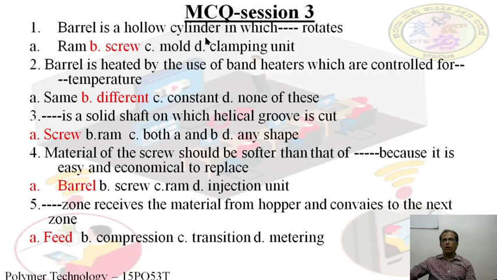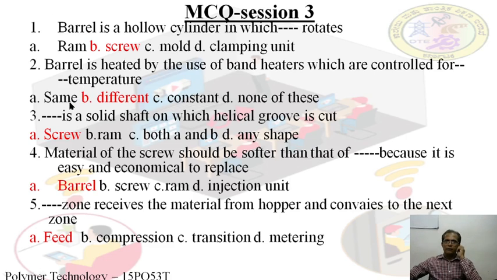Barrel is a hollow cylinder in which screw rotates. The ram will not rotate, ram will reciprocate. Here it is given rotates, so screw rotates, not mold or clamping unit. Second question: Barrel is heated by the use of band heaters which are controlled for dash temperature. Answers are A. Same, B. Different, C. Constant, D. None of these.